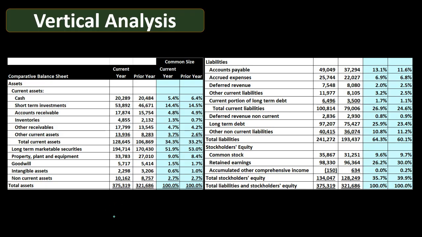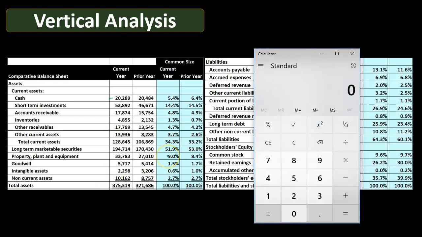We can compare the horizontal analysis to the vertical analysis. When we consider the vertical analysis, we're typically comparing within the same period. So we're comparing different line items in the same period. You could think of it as taking the biggest or most important line item on, say, the balance sheet in this case, and comparing every other line to it. So in the current year, if we took the 20,000 and compared it to the total assets, the 375, we are comparing everything in that format. So the 20,289 in cash divided by 375,319 gives us the 5.4% if we move the decimal over, and that's going to be our percentage.